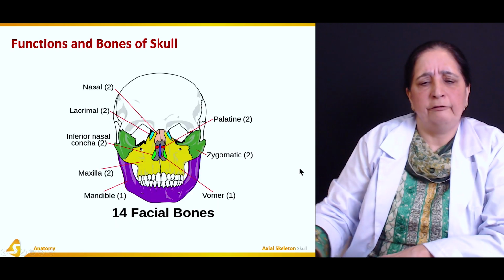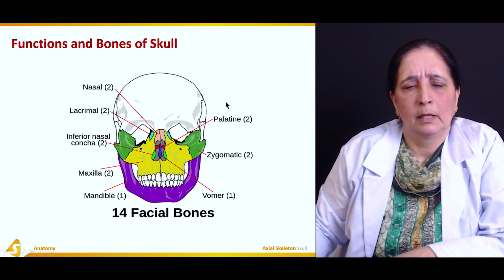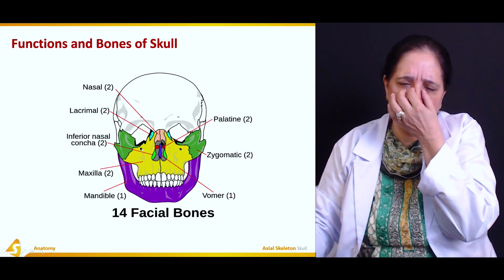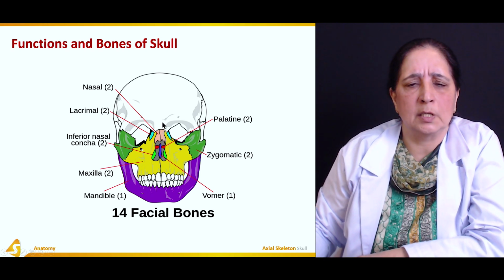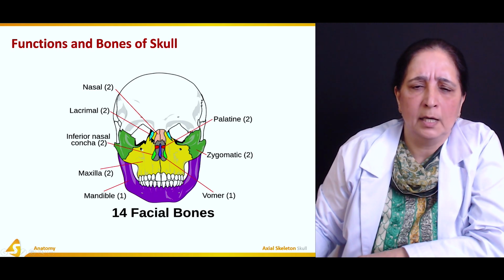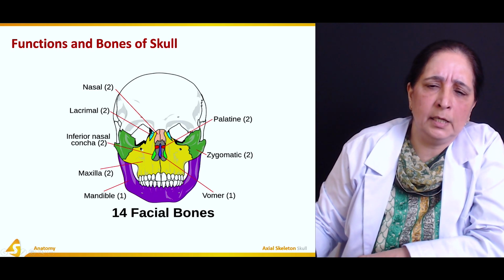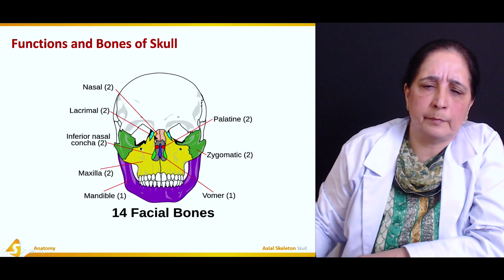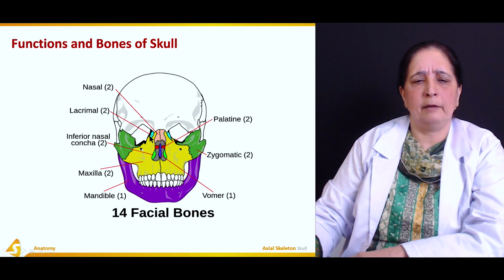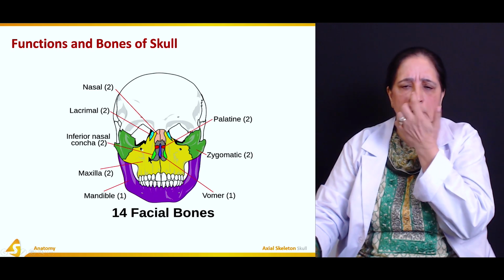Next, these are the facial bones, 14 facial bones. This is the nasal bone. Nasal gives structure to the nose, so these are the nasal bones. Then we have the lacrimal bone here, the lacrimal duct. This is the part where we have the lacrimal duct, which is important for the secretion of tears. Then we have the inferior nasal concha. These are the conchas of the nose.